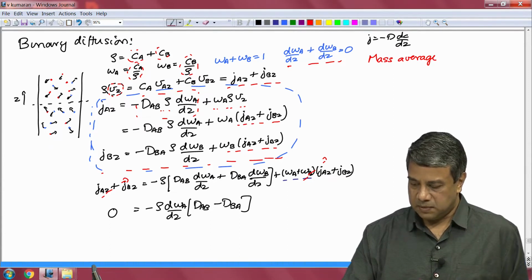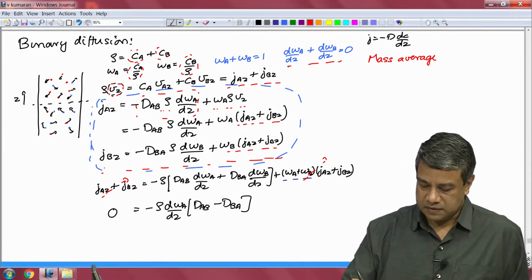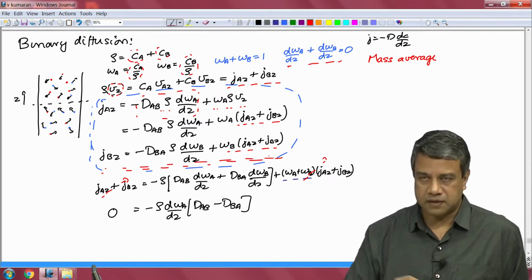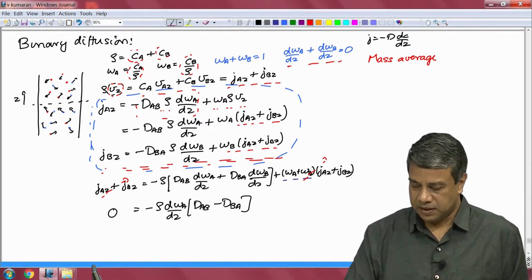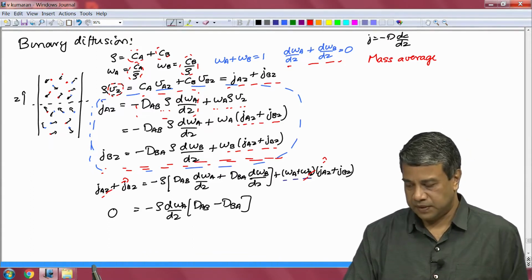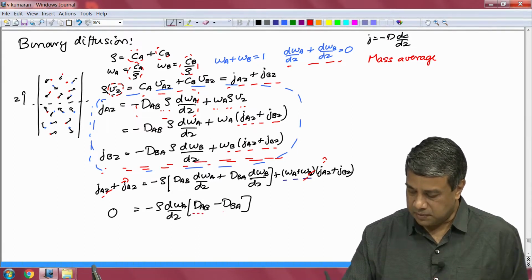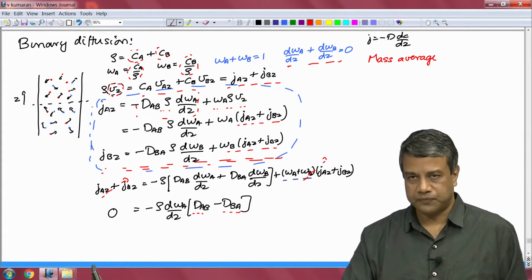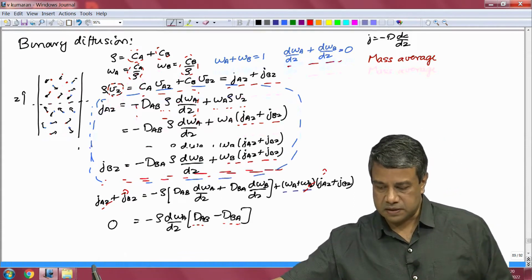And by symmetry, the flux for B has to be given by this second expression here, where we substitute A for B and B for A. And you can show by adding these two up that the diffusion coefficients dAB and dBA are exactly the same. So, that is a mass average description.